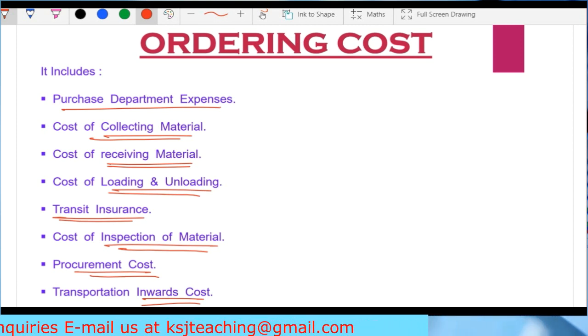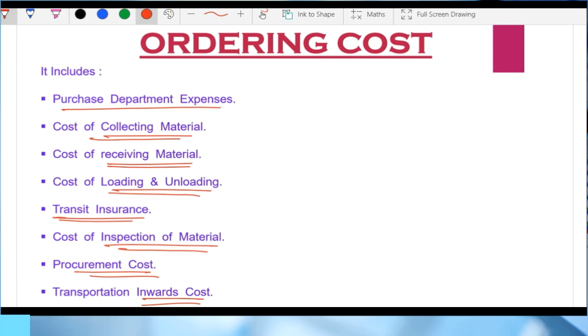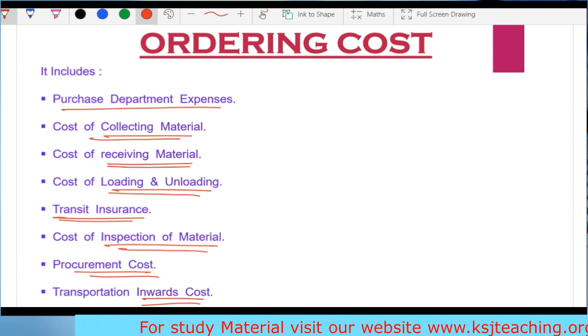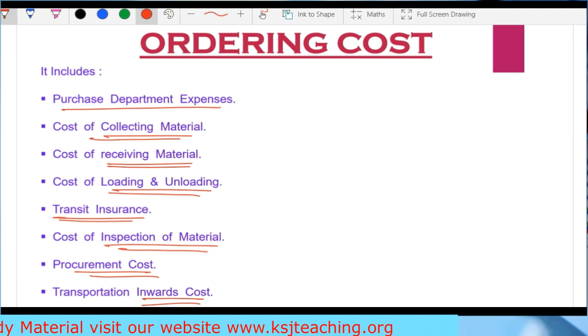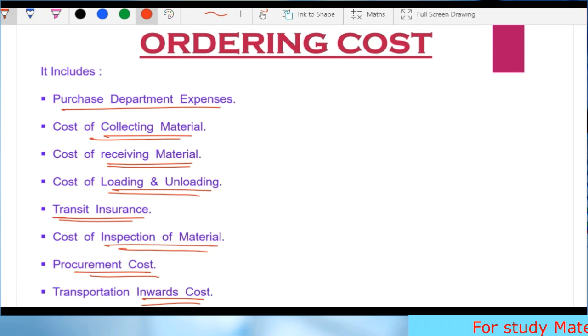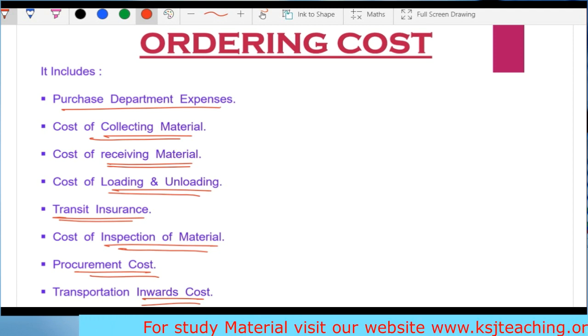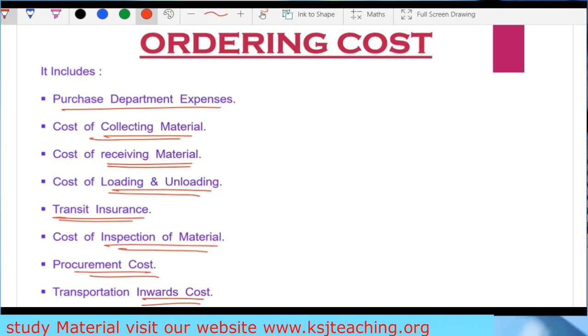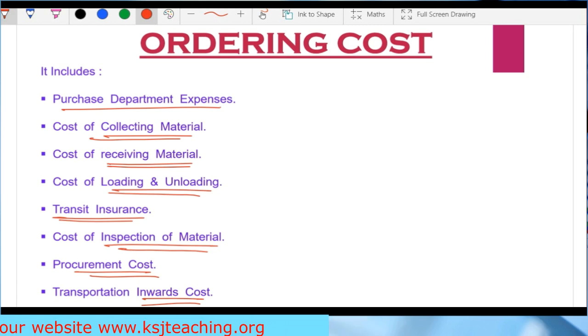So listen, that's why I told you, from the moment you place an order with the supplier till the moment the raw material enters your factory or your godown, we're not talking about the finished goods here, everything in between, all the costs, is ordering cost. Transit insurance, that means if the material gets destroyed on the way from supplier to our factory, or there is a theft of the material, for that we do the transit insurance. Clear? Everything during that period is your ordering cost. Clear?